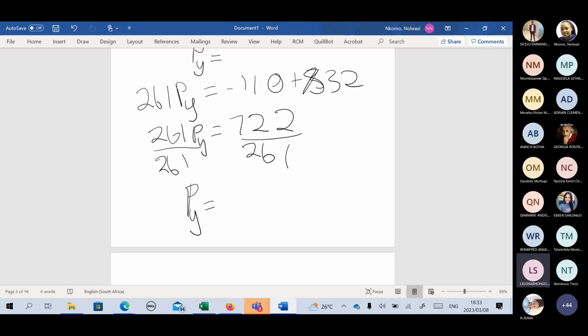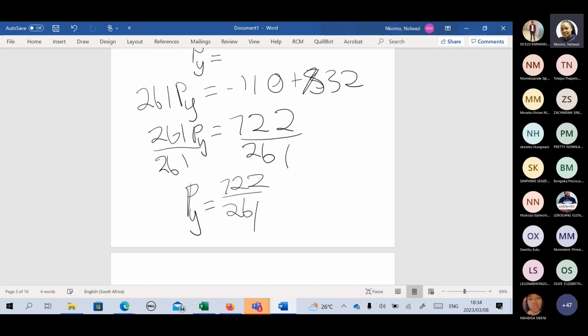So it's going to be 2.77. It was 2.766, so rounded off, it's 2.77. Okay, I prefer to round off at the end to reduce the error. So this means we write 722 over 261. We'll only round off at the end. So I'm going to put it as a fraction like this.